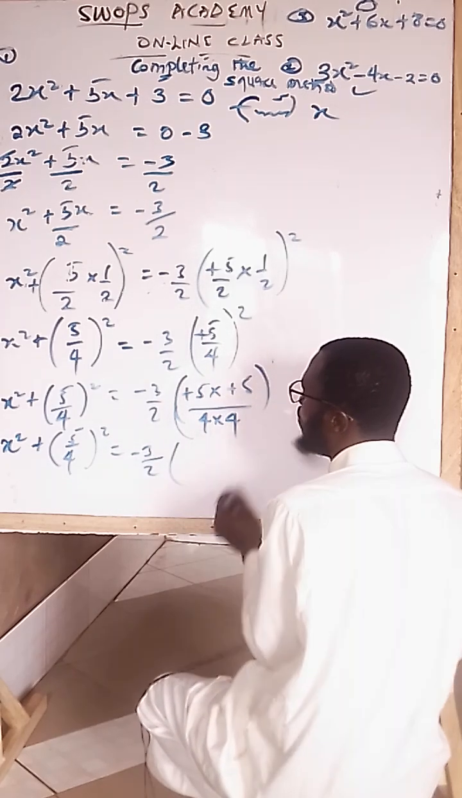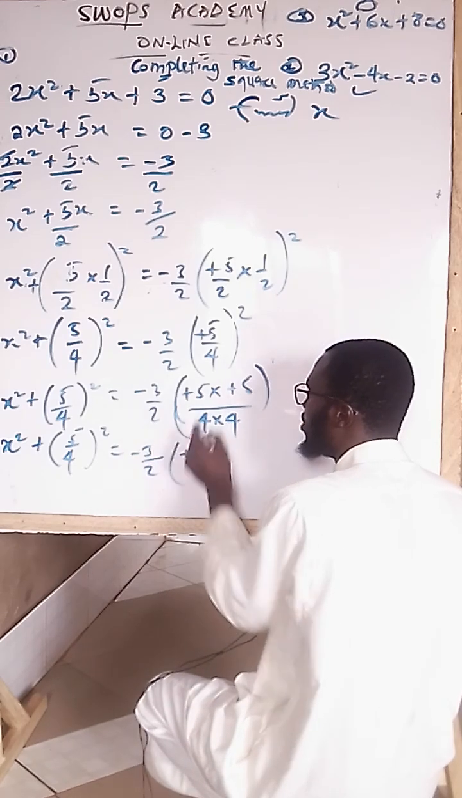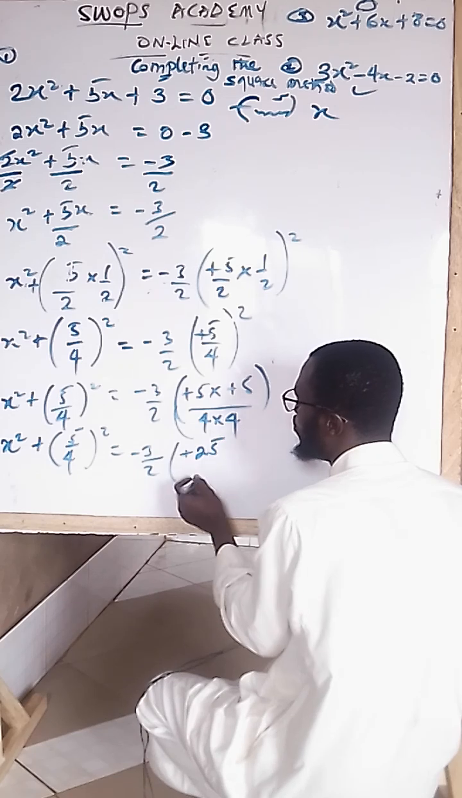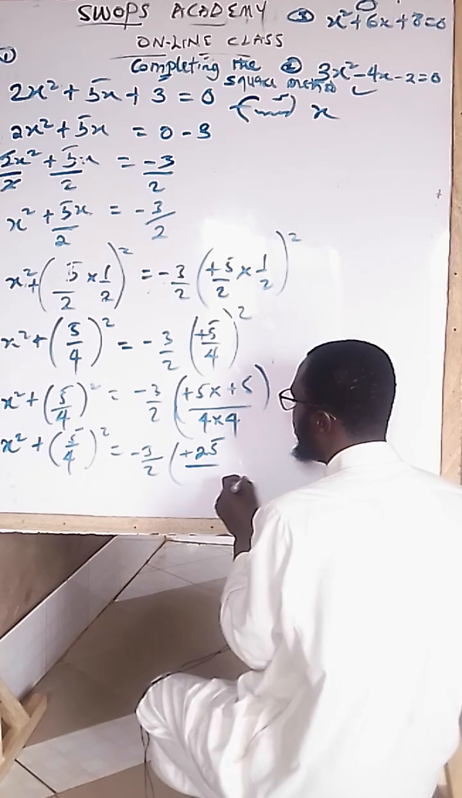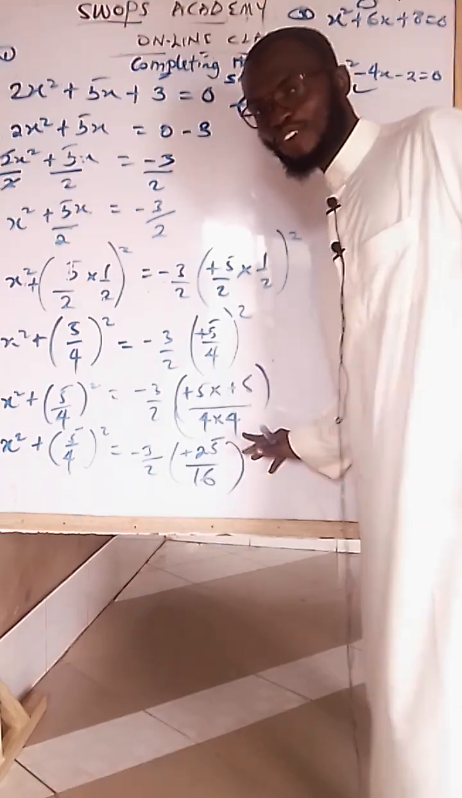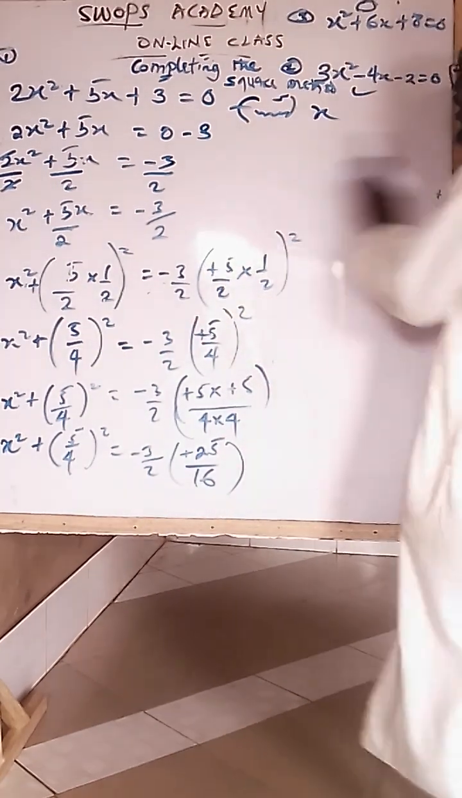Okay. 5 times 5 will give us what? Plus times plus is plus, right? In mathematics, plus times plus will give you plus. 5 times 5 will give you what? 25. 4 times 4 will give you what? 16, right? Now, that is what is under there.